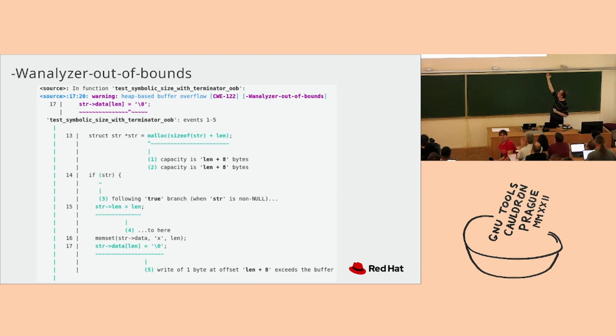But yeah, at line 17, you see event 5: the write of that byte is at offset len plus 8, which is one off the end of the buffer. This is in trunk, and it's generalized, covering many cases where the start offset, the end offset of the access, and the capacity, all three, can potentially be symbolic. So you've got len plus 8, where len is a parameter passed into this function. So this is pretty cool. We've got off-by-one bounds checking.